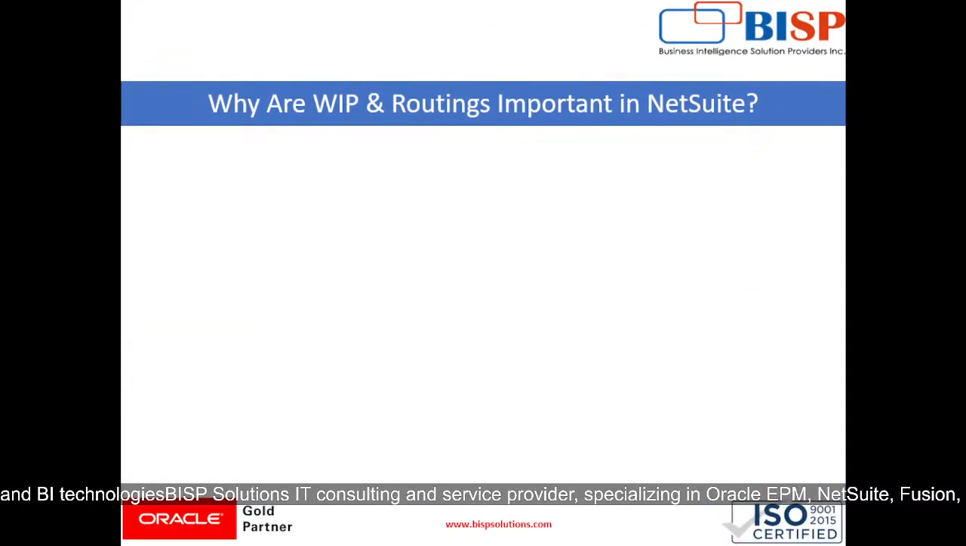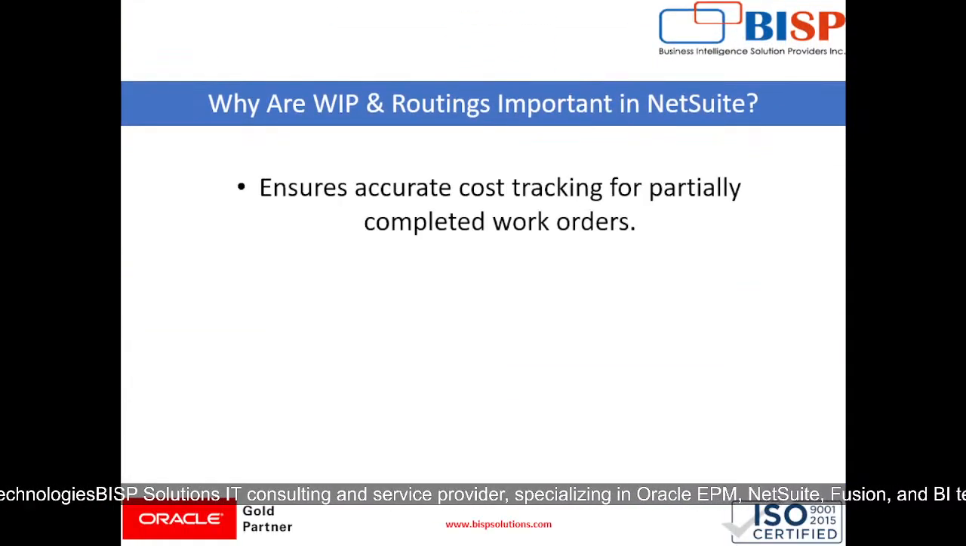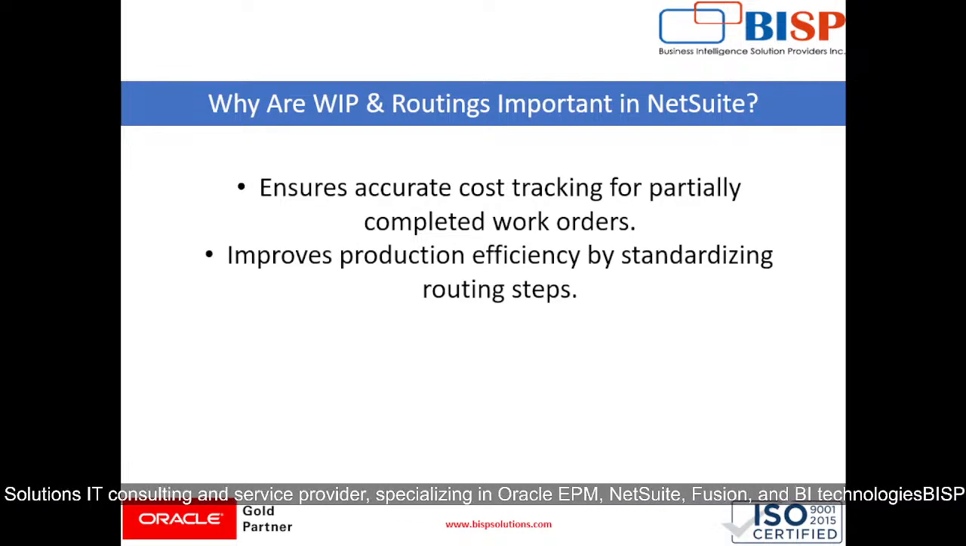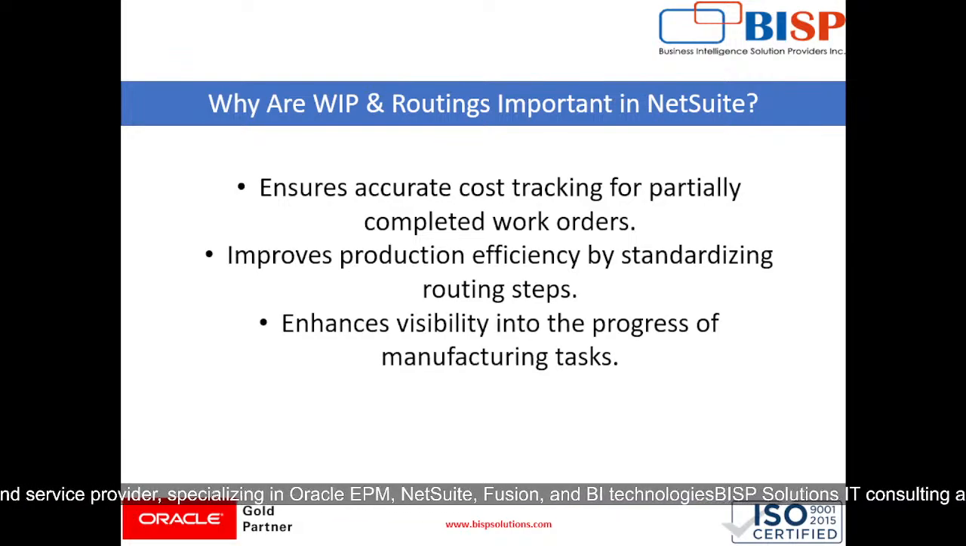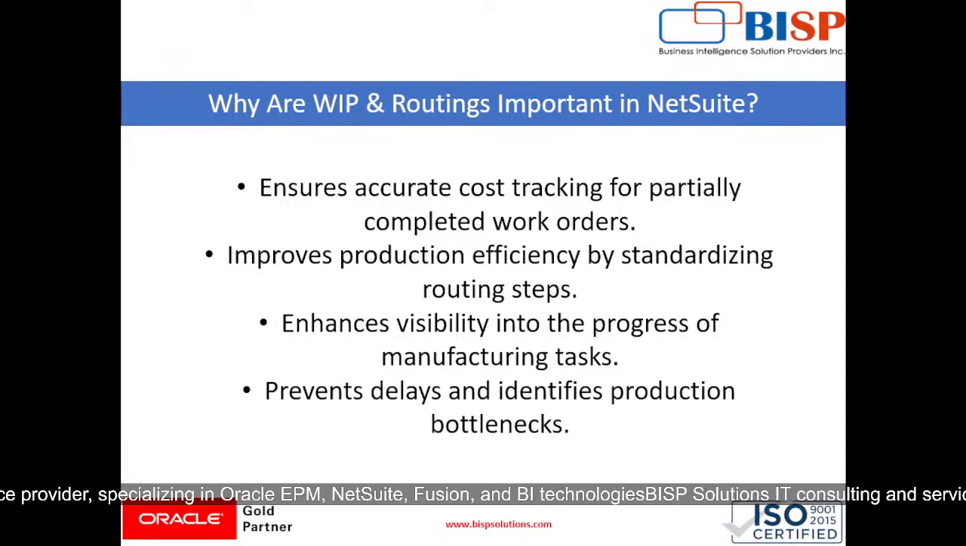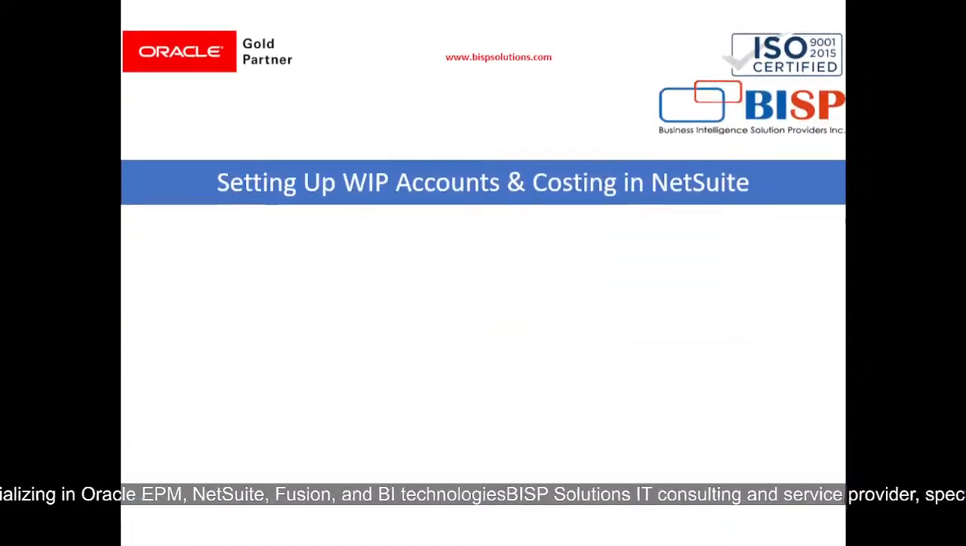So why are WIP and routing important in NetSuite? Because it ensures accurate cost tracking for partially completed work orders. It also improves production efficiency by standardizing routing steps, and it enhances visibility into the progress of manufacturing tasks, and it prevents delays and identifies production bottlenecks.